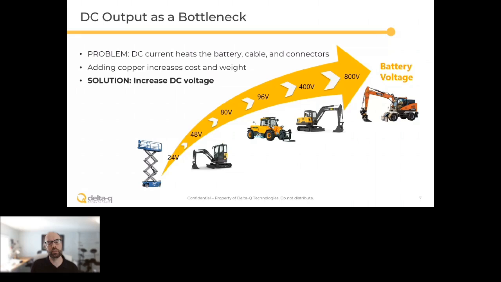Here again, it's a solution, but it also has trade-offs. As you increase the voltage, you've got shock hazards, you've got things you need to do with high voltage interlocks and safety and fingerproofing and so on. The other major bottleneck really is getting the heat out.